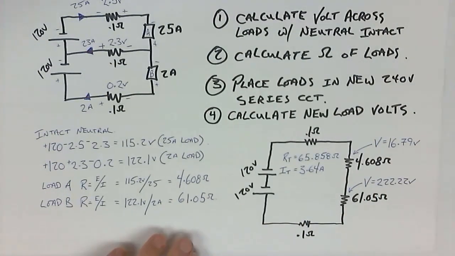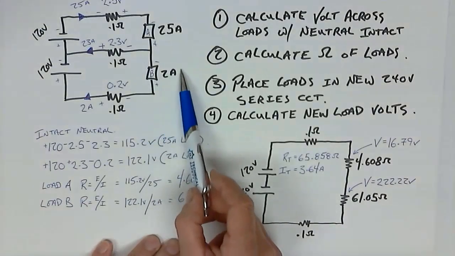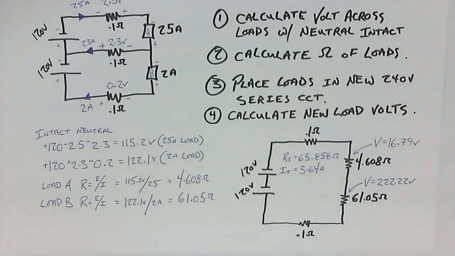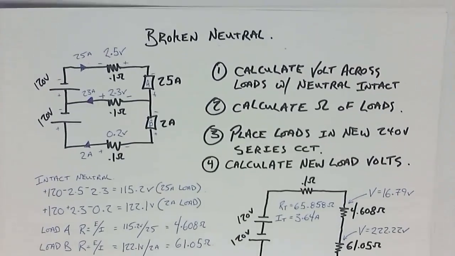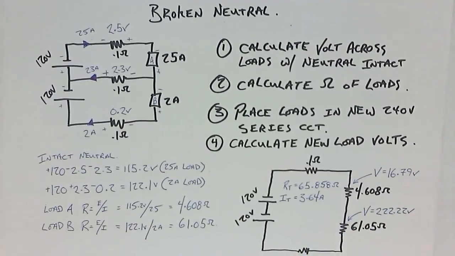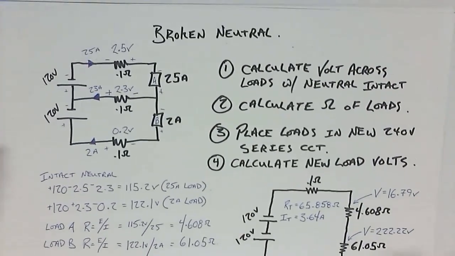Which of the two loads will fail? Well, obviously, the load with the larger resistance will get the larger voltage. And that means that when we're looking up here, the 2 amp load, or load B, is the one that would fail because it's getting now almost double the voltage of the original circuit. So I hope this gave you a good reminder or review of how to calculate a broken neutral within an Edison 3-wire circuit.